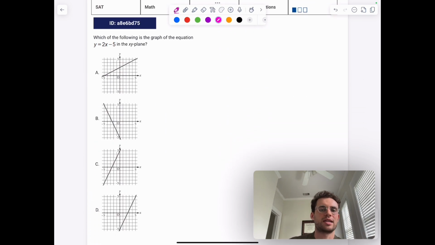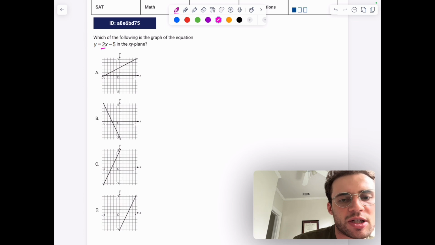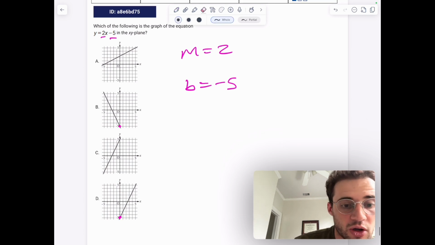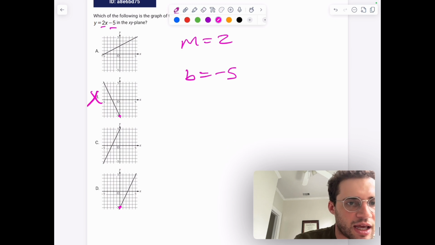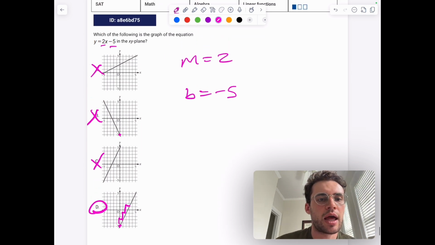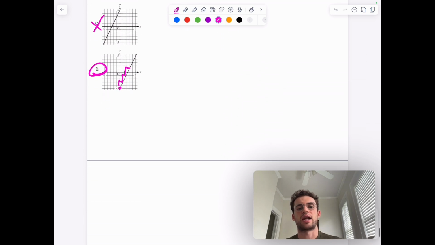Which of the following is the graph of the equation y equals 2x minus 5 in the xy plane? So first let's look. Our slope is going to be 2, and our y-intercept is going to be negative 5. So we're going to cross at 0, negative 5, which this one does and this one does. And then our slope should be 2. It should be going up, which this one's going down. So we know it's not that one. It's not this one because that's the wrong y-intercept. This one's going up 2 over 1, up 2 over 1, up 2 over 1. So that does check out. D is your y equals 2x minus 5 graphed on an xy plane.